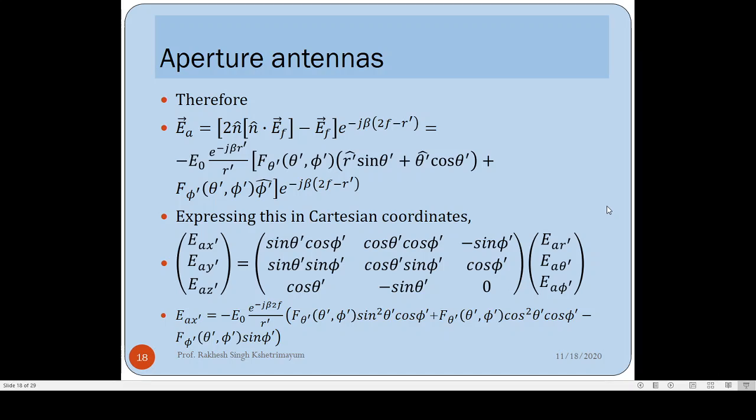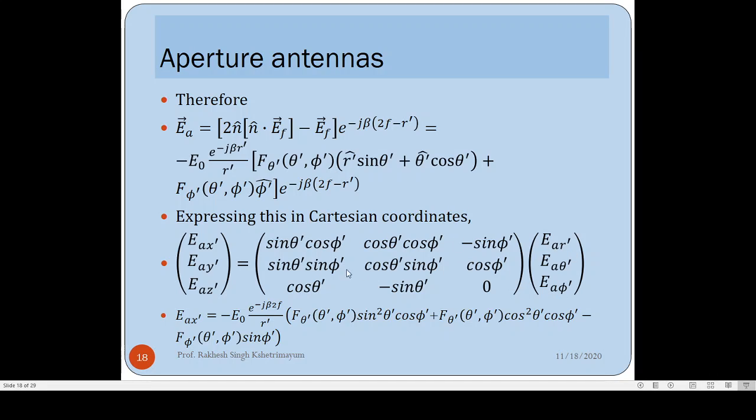So we are interested in the x and y component of the aperture electric field. So this is for the theta dash, phi dash, and r dash components. So I need to do a coordinate transformation from the spherical coordinate system for the source to the Cartesian coordinate system for the source. So what I want to find is Ea x dash, Ea y dash, Ea z dash in terms of Ea r dash, Ea theta dash, Ea phi dash.